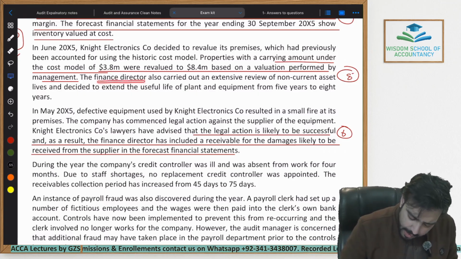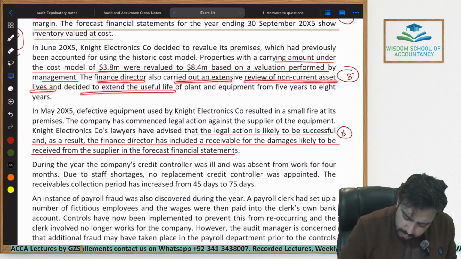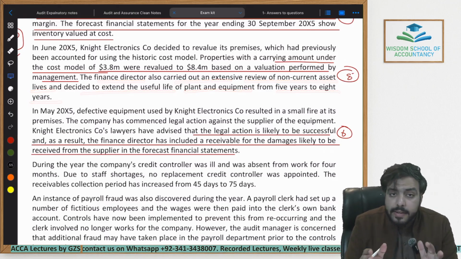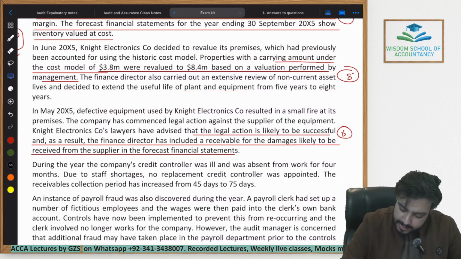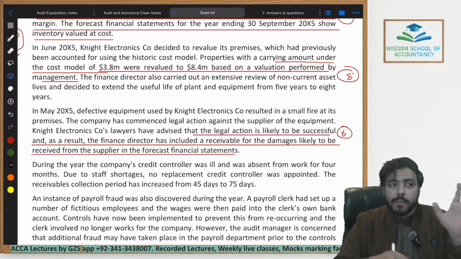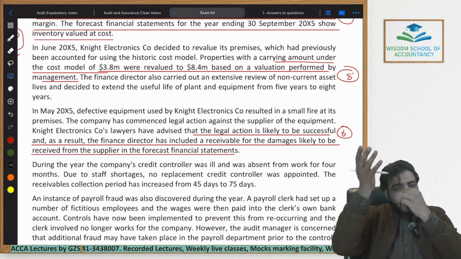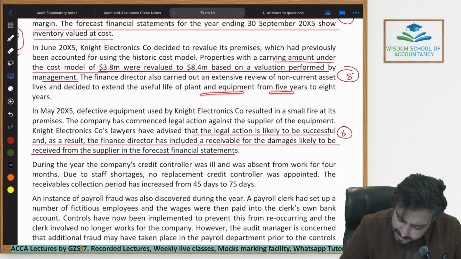The finance director also carried out an extensive review of the non-current assets' lives and decided to extend the useful life of plant and equipment from 5 years to 8 years. So the finance director has increased the life of plant and machinery. For properties, they did a revaluation. What is PPE? Property, plant, and equipment. So for properties, they did a revaluation, they increased the amount of the property. For the plant and equipment, they increased the life of these assets from 5 years to 8 years.